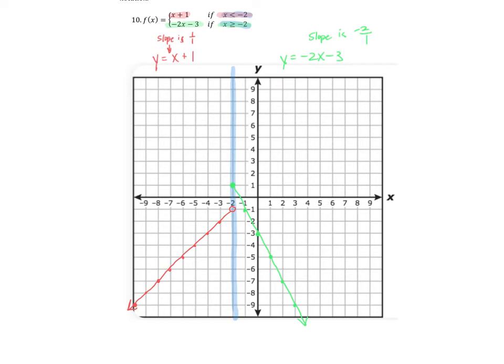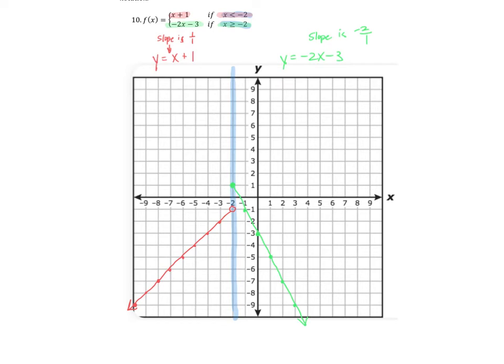And that's it, okay? So make sure you realize that what you're doing is splitting the graph in half, and you're just graphing two separate pieces on the same graph. That's why it's called a piecewise defined function. You have two different pieces on the same graph.